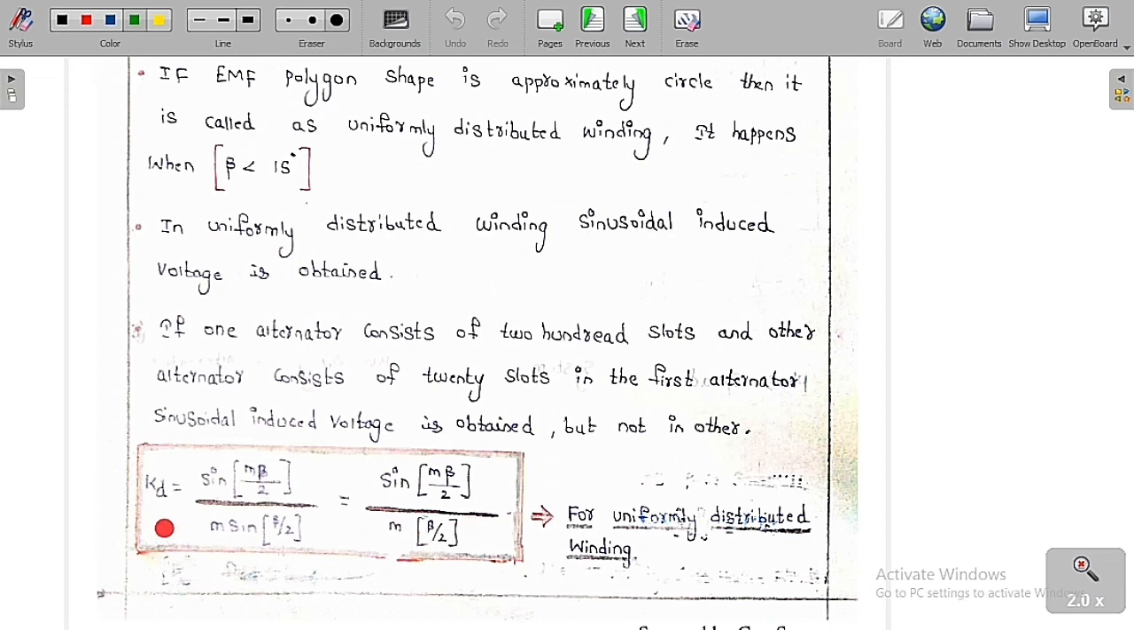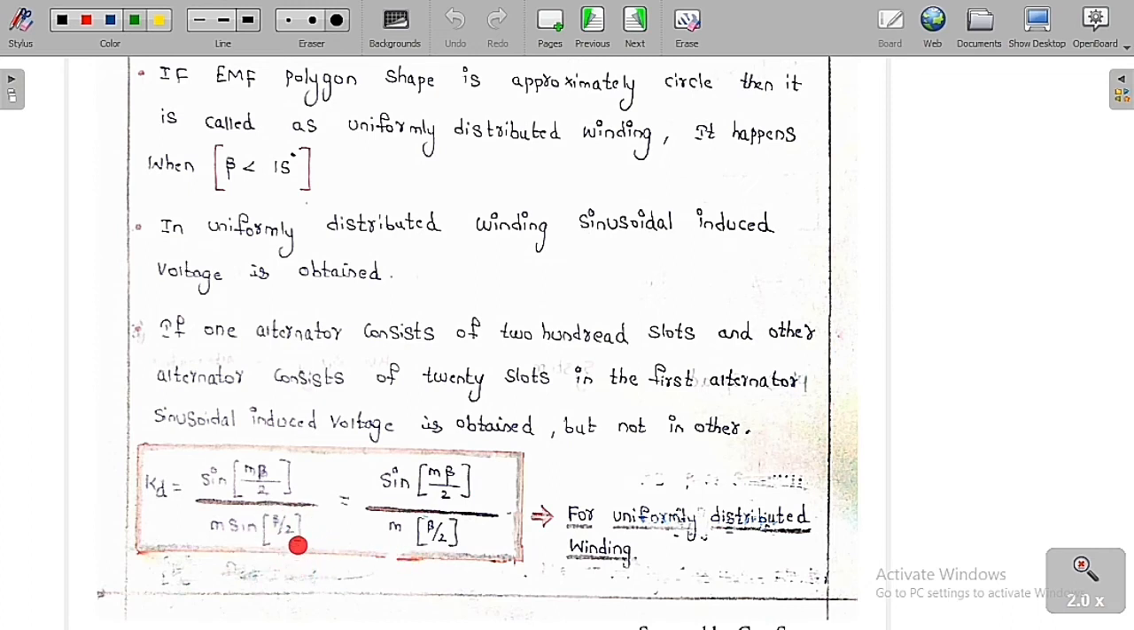Then the distribution factor is Kd = sin(mβ/2) / (m sin(β/2)). All these things I have already told you. Now what is going to happen is, same thing I have written again: sin(mβ/2) over m sin(β/2).